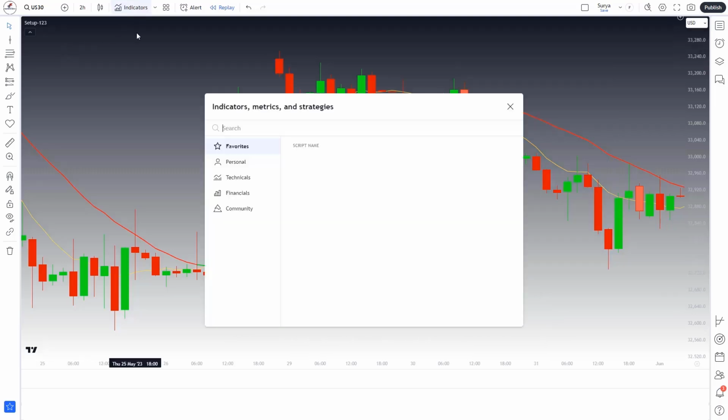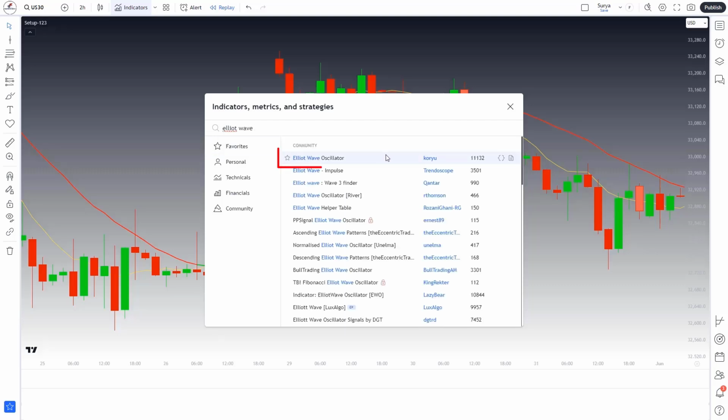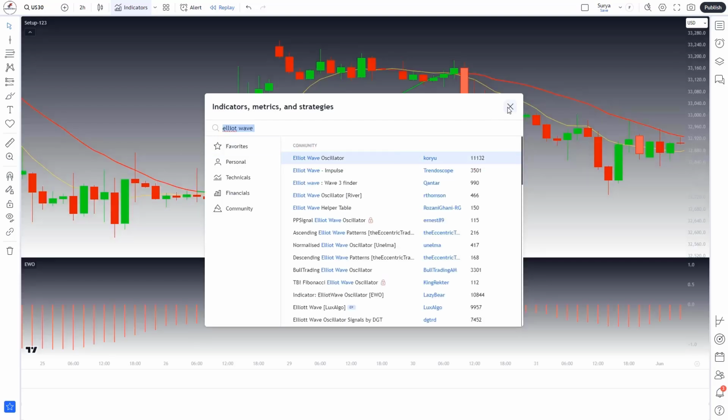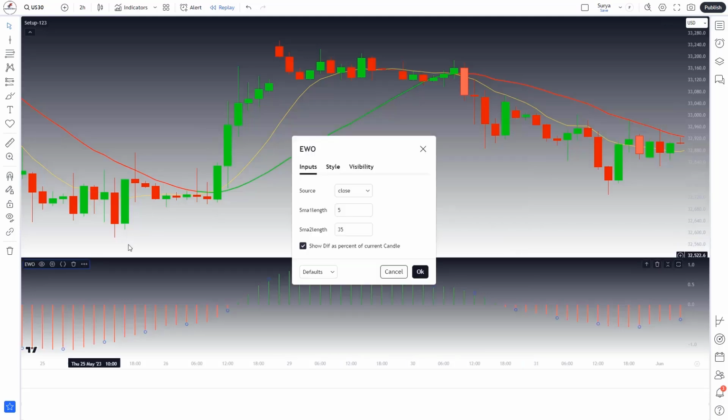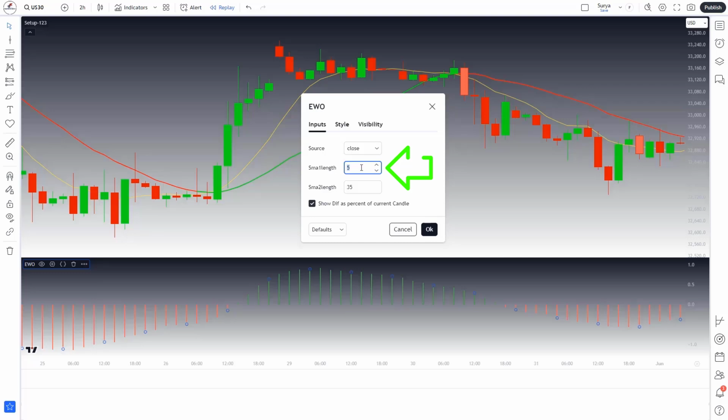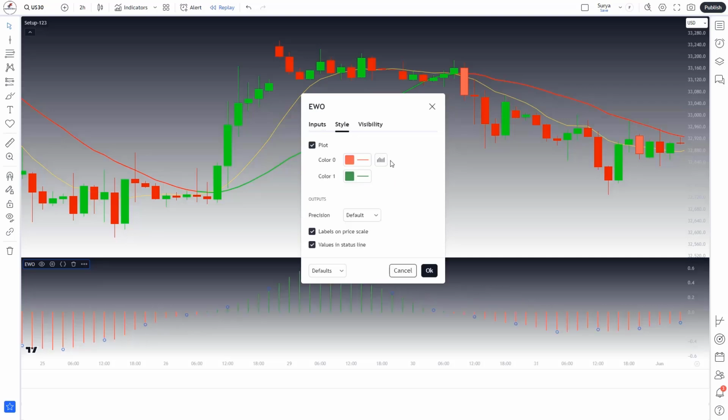Let's click on TradingView Indicators. Search here, Elliott Wave Oscillator. Add this indicator to the chart. Now click on the settings icon of the Elliott Wave Oscillator indicator. Change the SMA 1 length from 5 to 9. Change the SMA 2 length from 35 to 20. Now click on the style. Change this setting. Save this setting.